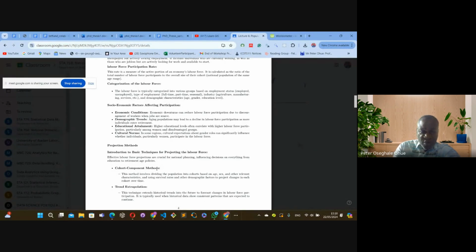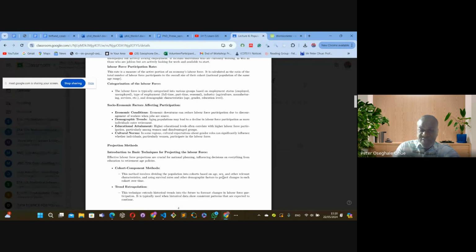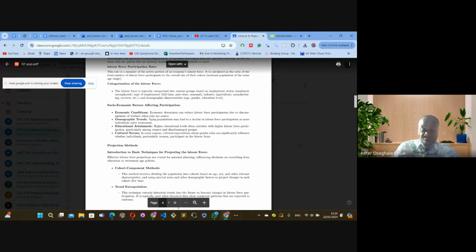So there is the cohort component method. This method involves dividing the population into cohorts based on age, sex, and other relevant characteristics, and using survival rates and other demographic factors to project changes in each cohort over time.